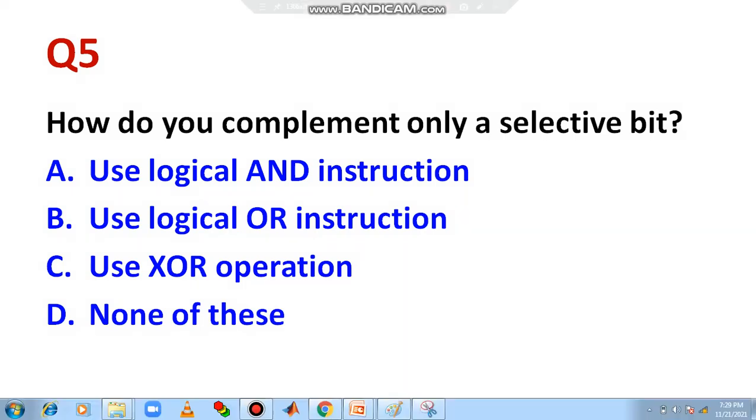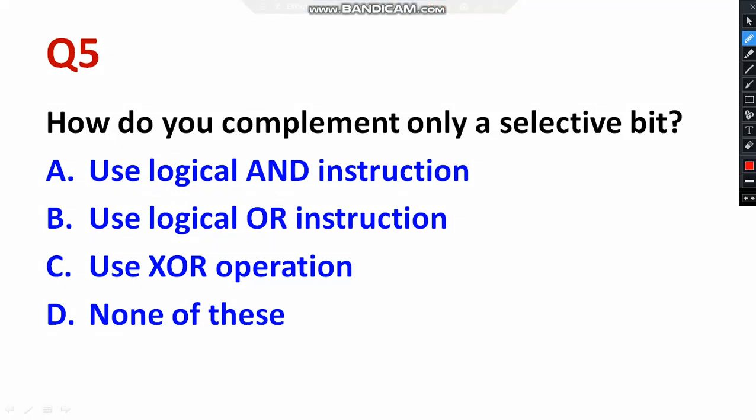Now let us take one example. I have to perform the XOR operation here on 1 1 1 0 1 1 1 0. What I want is to make some particular bits 1. This is your higher nibble, this will be the lower nibble. So let me write 1 1 1 1 0 0 0 0.